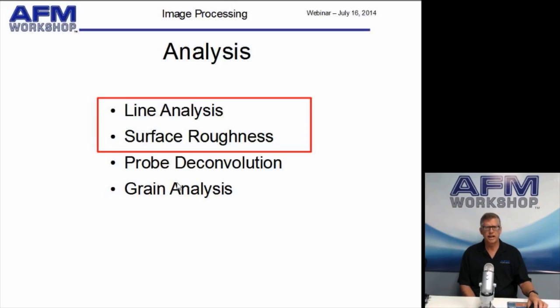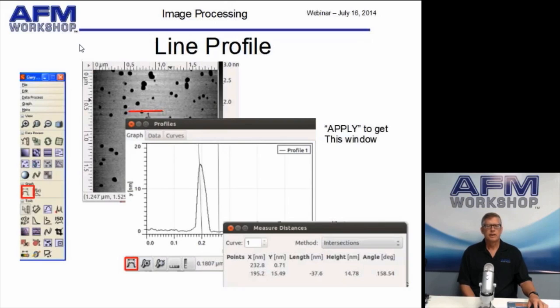Today I'm going to talk about line analysis and surface roughness. Line analysis, line profile is the most common type of analysis done on AFM images. It allows you to find the distance between surface features, the height of surface features, and the width of surface features. So on Gwyddion, you click on this button right here, and that allows you to draw a line on a surface across the feature you want to look at.